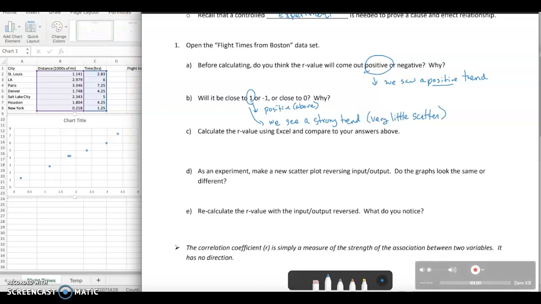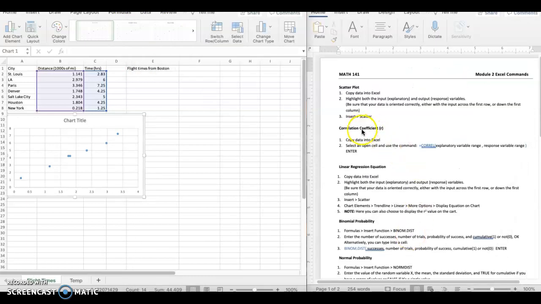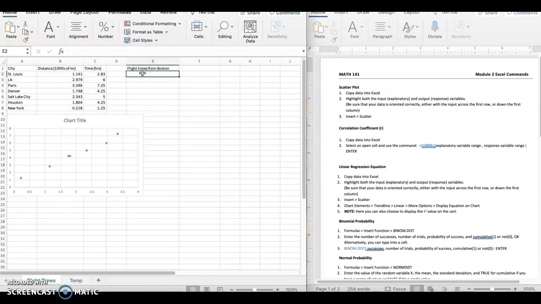Let me minimize this. To find an R value, you need your data in Excel, which we already have. So select any open cell and use the command equals CORREL for correlation. Put your explanatory variable range in, comma, response variable range in, enter. Okay, so I'm going to choose this. I'm going to write R value.